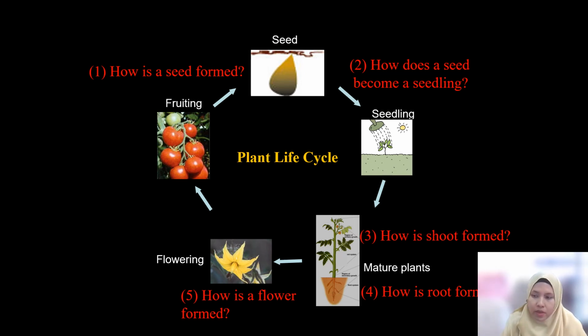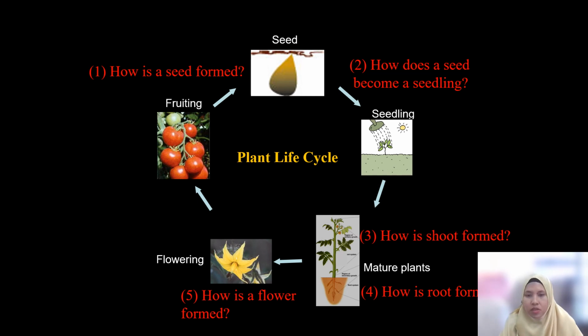So seed tu, remember lah, they have three structures, kan? Basic structures. They have the seed coat on the outside, and then they have the embryo, which is the tiny plant, the baby plant, and also they have the endosperm. Okay, inside the seeds tu, because the endosperm tu it provides the mineral and also nutrient. Okay, for the baby plant. And then the second step is once the seed is formed, then how does it become a seedling? Okay, so this is where through the germination process.